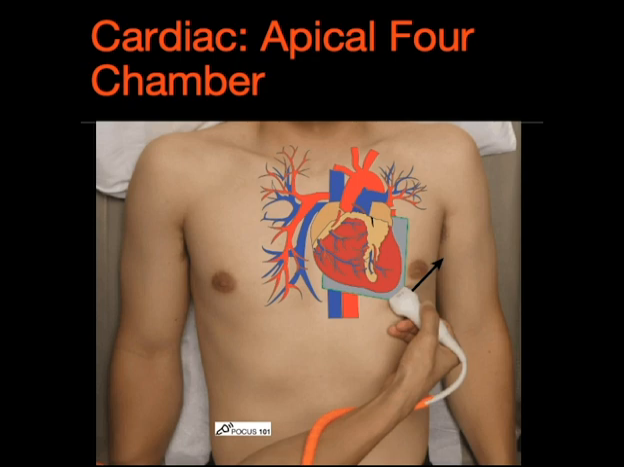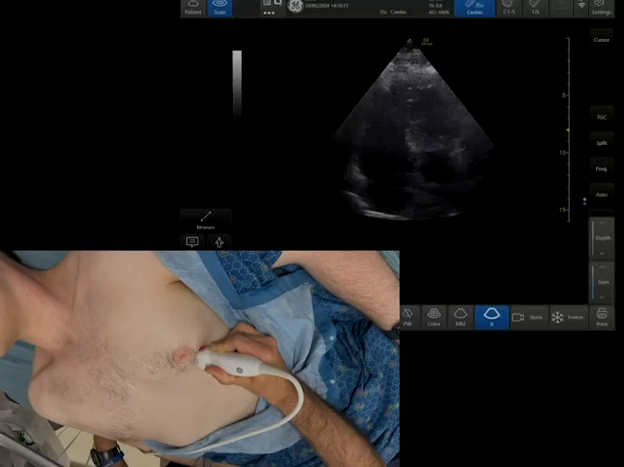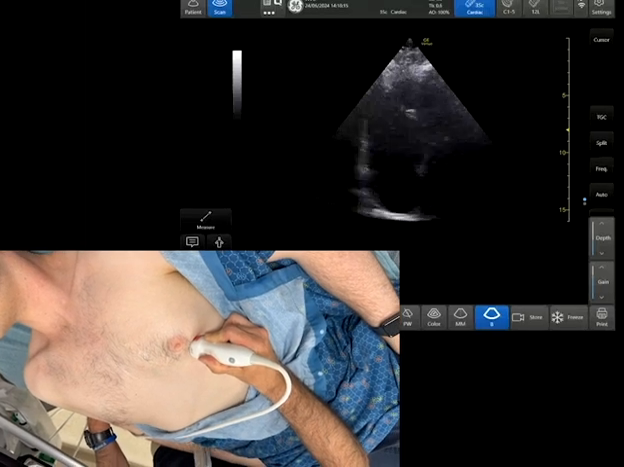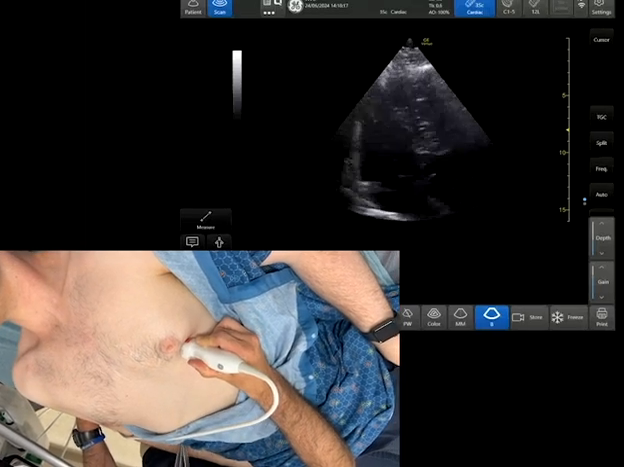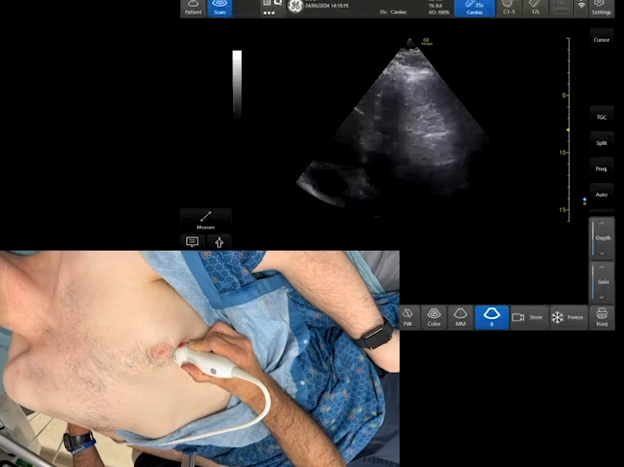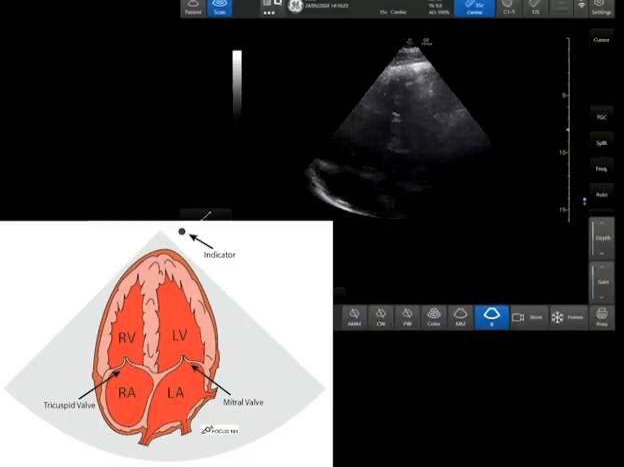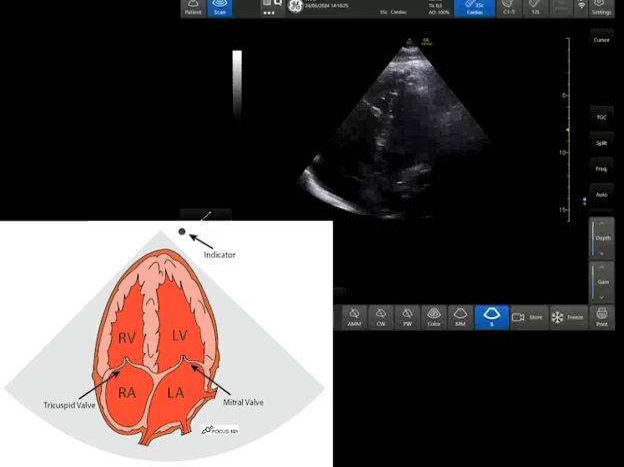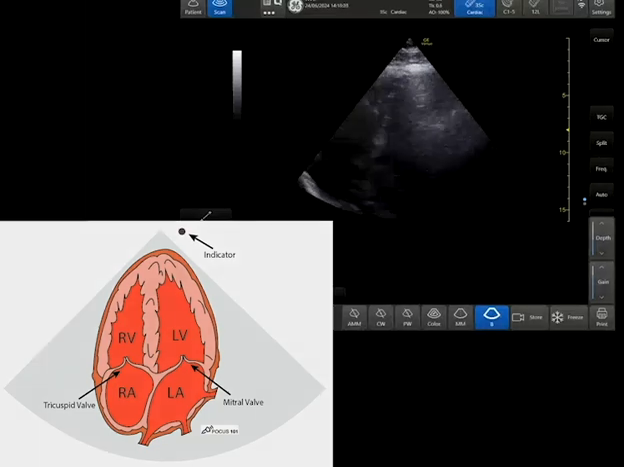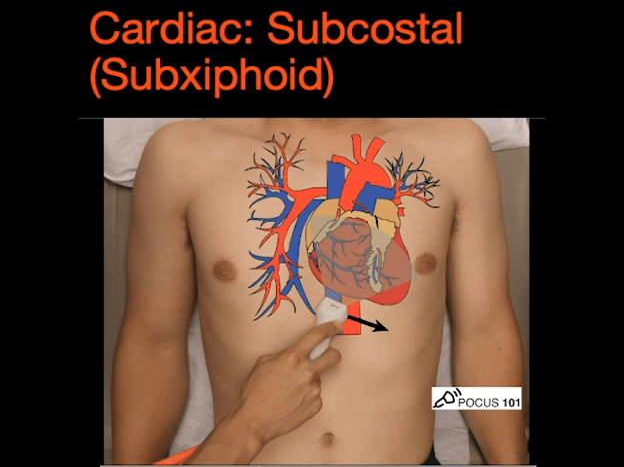To find the heart in the apical four view, we're going to start with the indicator pointing towards the patient's left shoulder and just below the left nipple. The beam should be pointed towards the patient's right scapula. Often patients need to be placed into the left lateral decubitus position in order to better optimize the viewing of the heart. Once the heart is found, the left ventricle should be prominent and the septum should be vertical in the image.